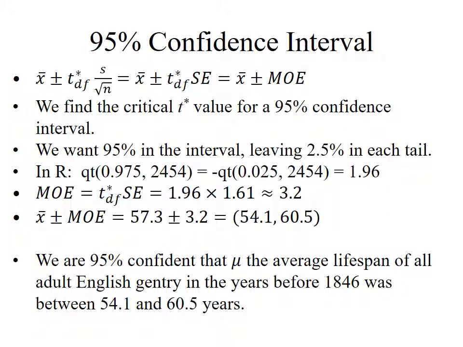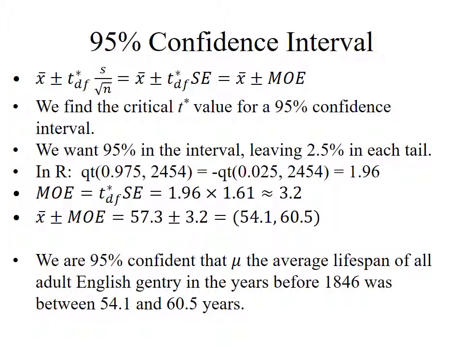Now, okay, let's try to do something perhaps a little more useful. Let's see if we can put a confidence interval on this. Let's make a 95% confidence interval and see if we can say, okay, it wasn't 80. We have modern medicine these days. But back in the day, what was the average lifespan of an adult member of the English gentry back in the early 1800s? It was probably somewhere close to our 57.3 that we got for our sample, but then we need to put a margin of error on that.